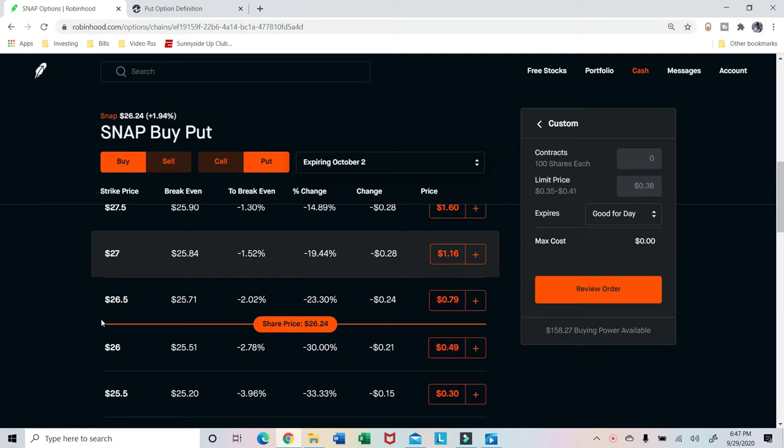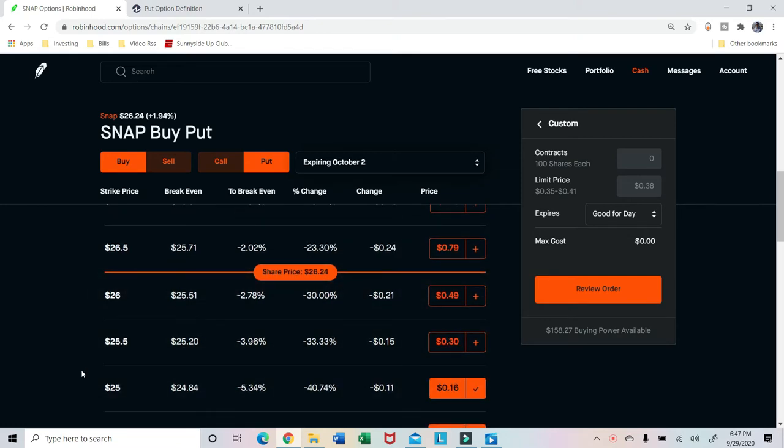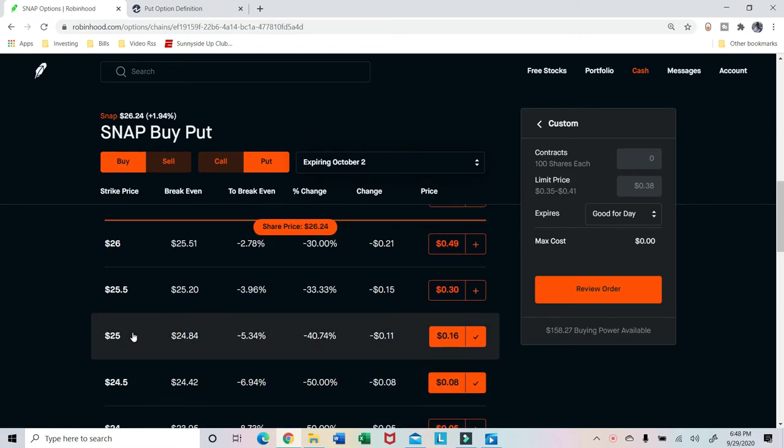If the price of Snapchat ends over $25, your call was incorrect and your option will expire worthless. If the price of Snapchat goes below $25, you can choose to sell the contract early for more than you bought it for initially, or you can choose to sell your 100 shares at $25.